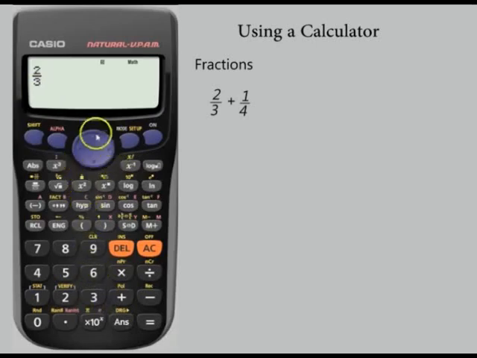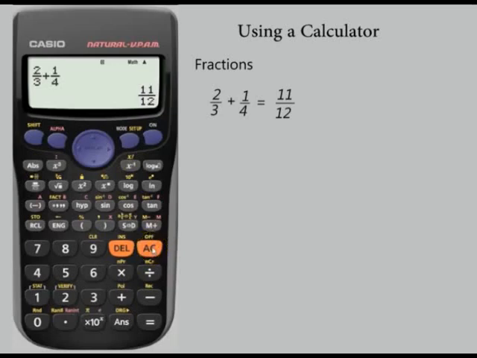Again, we use the central button to move the cursor to the right. We now have a full cursor. Press plus and use the fraction button to enter 1/4. So 1, move down, and 4. Now press equal, and there is our answer, 11/12.